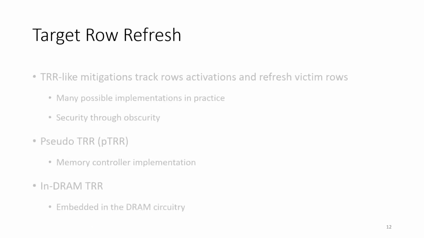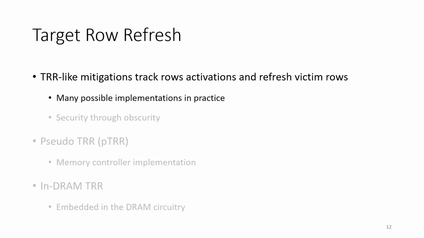TRR is an umbrella term that in practice is used to identify many different implementations. We refer to these mitigations as TRR-like mitigations. However, all these mitigations share a common idea. Victim rows must be refreshed to prevent flips, and to detect rows too frequently activated, row activations must be monitored. However, target refresh operations depend on the specific vendor designs, about which we don't have details because they are enforcing the security by obscurity principle.